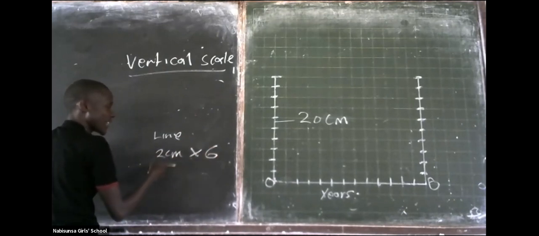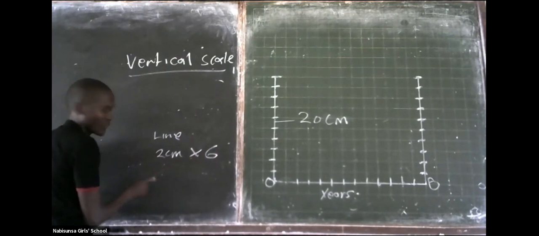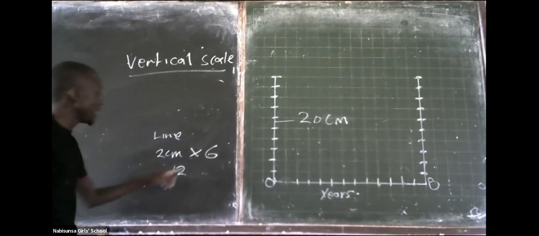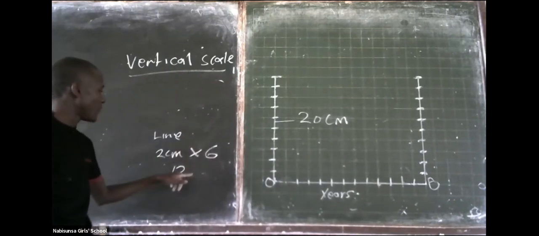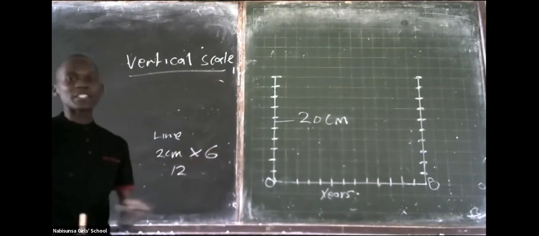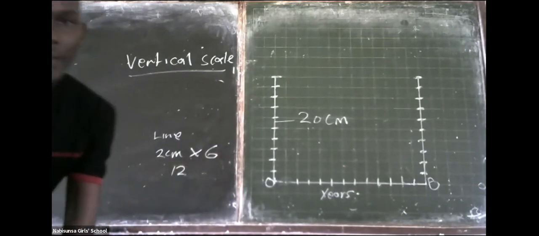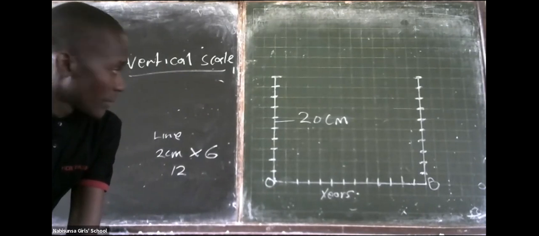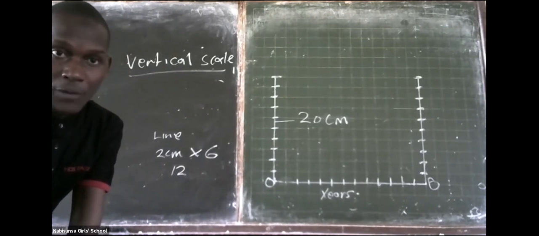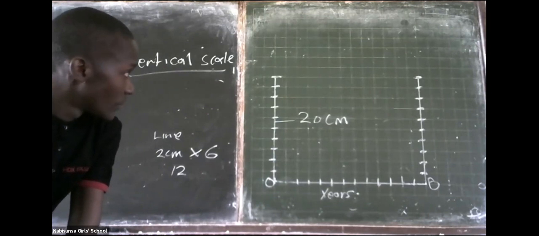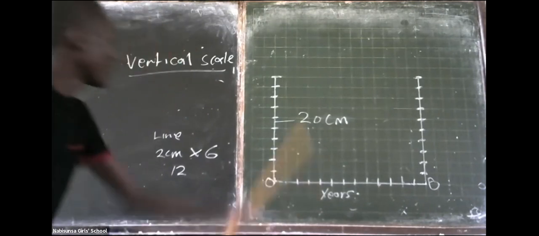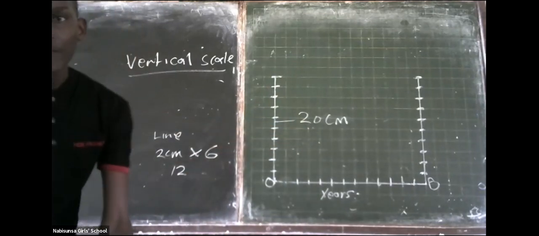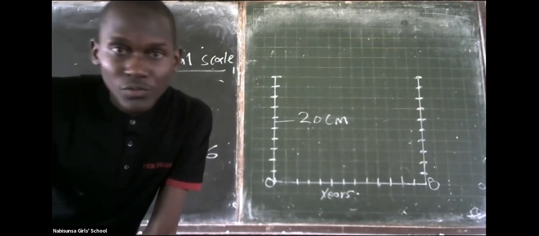Now, how many centimeters are we using? 12. So you draw a line of 12, and you divide it into 6 equal parts. Are we done? The problem here, the space I'm having is small. Teacher, I've not understood. You have not understood.